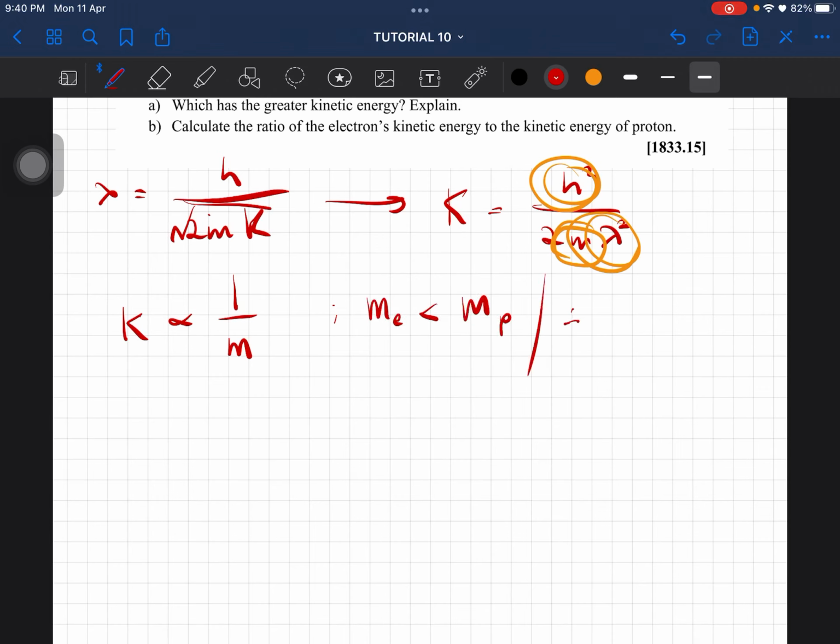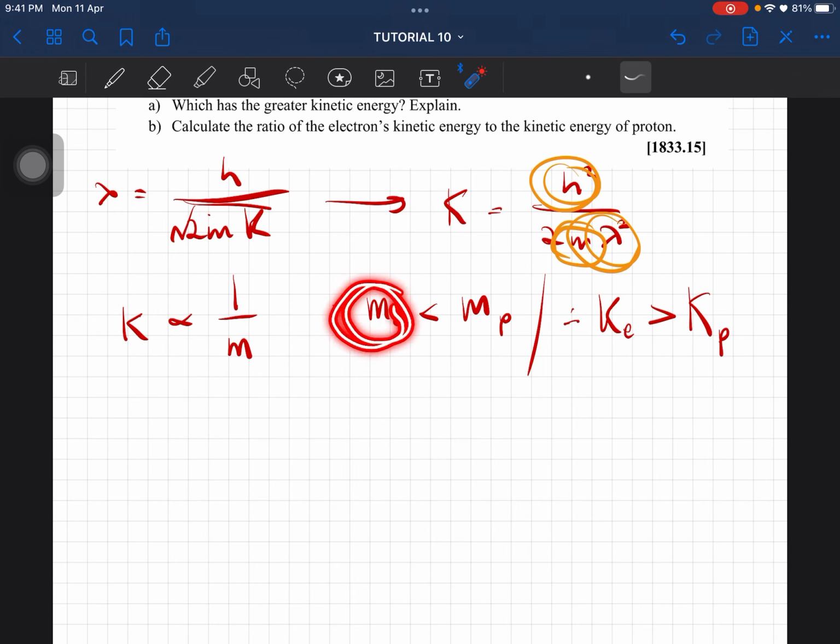So because of that, we can conclude that the kinetic energy of the electron should be greater than the kinetic energy of the proton, because the mass of the electron is much smaller than the mass of the proton. Okay, so a much lower mass means a greater, a higher kinetic energy.